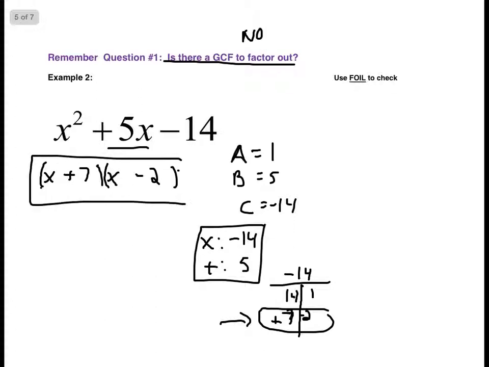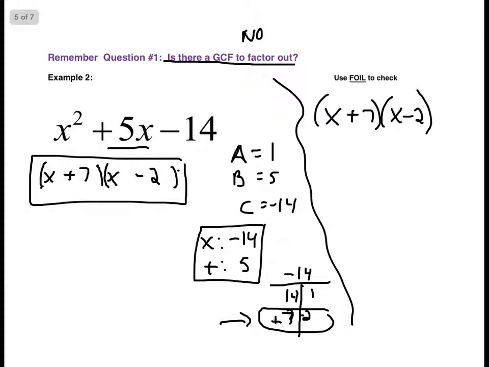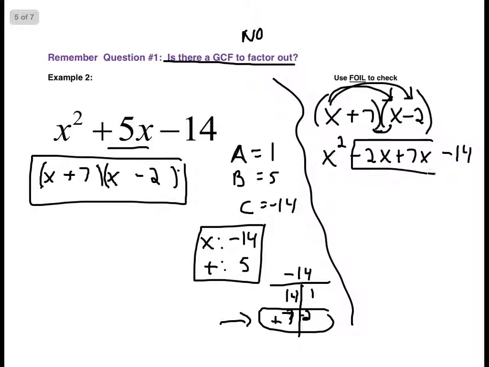Now I'm going to check just to make sure. So over here on the right, I'm going to check. So now I'm going to FOIL. So x squared minus 2x plus 7x minus 14. Combine the like terms, I get x squared plus 5x minus 14. Is that what I started with? Yes.